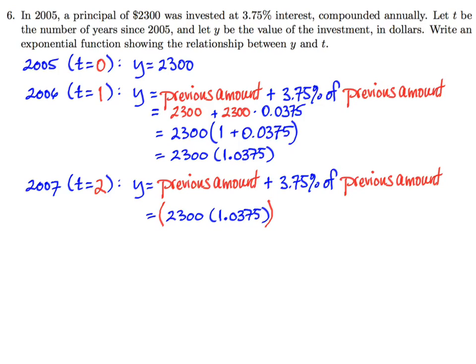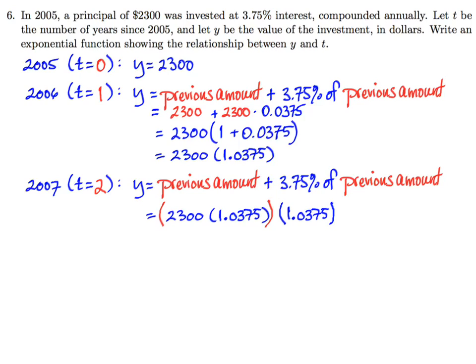Well, we saw in the previous year how to do that. What we're going to do is just multiply by 1.0375 because that was the trick that I did in the last one. I just factored out the previous amount and I was left with a 1 plus 0.0375. So I'm just sort of skipping that step and writing the result.